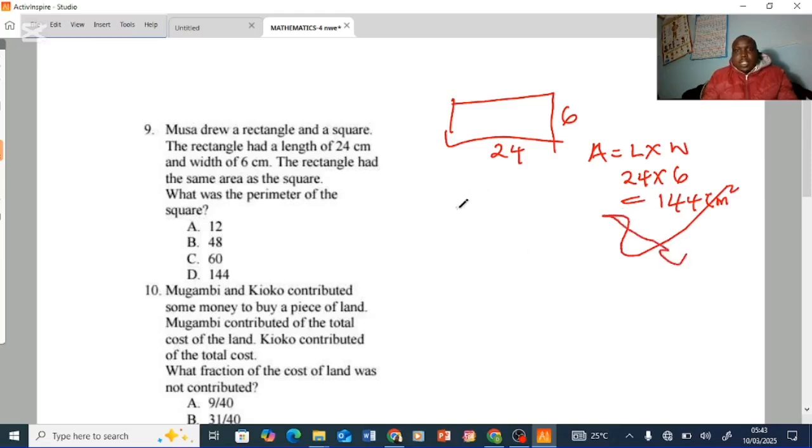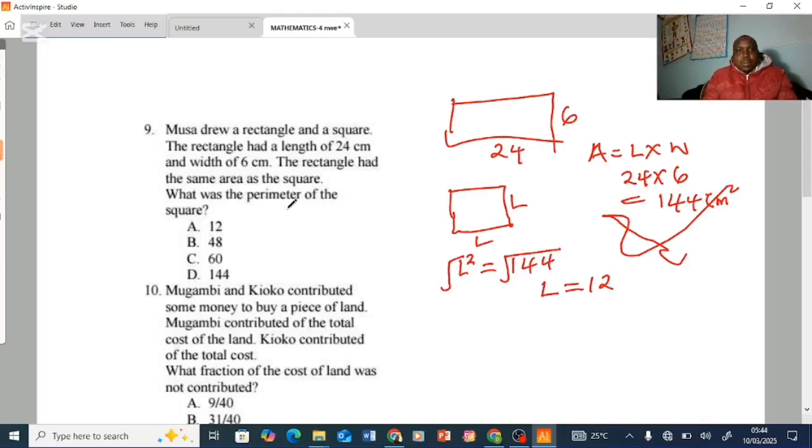Now, the area of this rectangle will be the same as the area of the square. Therefore, for the square, you remember the length and the width are the same. So length times length, length squared, will be equal to 144. So let's get one side of the square. To get it, you find the square root of this. So one length of the square will be 12 centimeters.